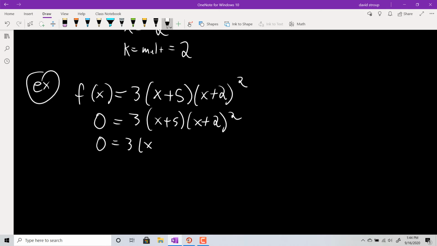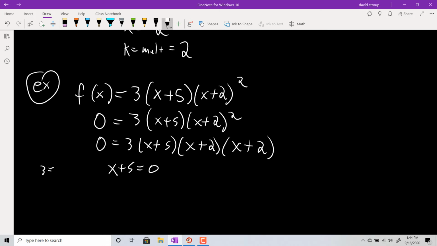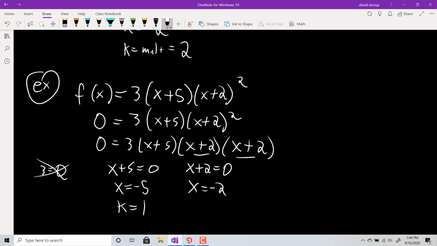You could expand it if you want, just to make it more clear what the multiplicity is. But that exponent is telling you the multiplicity of this zero from x plus 2 is going to be 2. Anyways, take the parts and set them equal to 0. Well, 3 equals 0 won't help, that's never 0. X plus 5 is 0, so x equals -5. Its multiplicity is 1. It only appears once. Then x plus 2 equals 0 gives x equals -2, and because the x plus 2 is there twice, it has multiplicity 2.